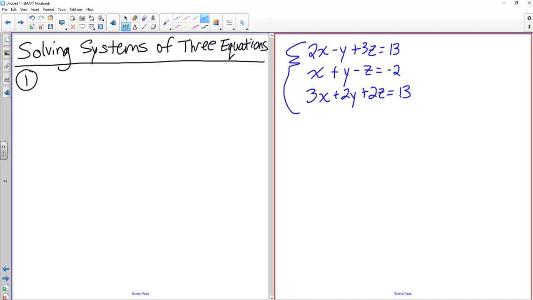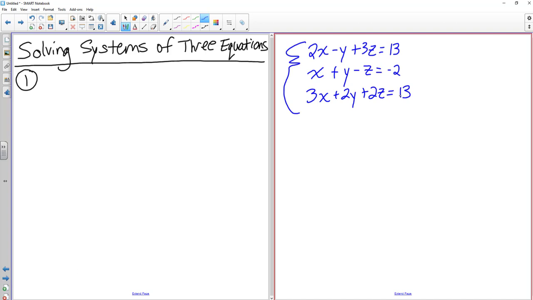So notice that when I have three variables, I need three equations. If I have a third variable that I'm solving for, I need a third equation to be able to do this. If I only had two equations and I had three variables, x, y, and z, I wouldn't be able to figure out what the numbers are. So if there's three variables, you need three equations to be able to solve anything.